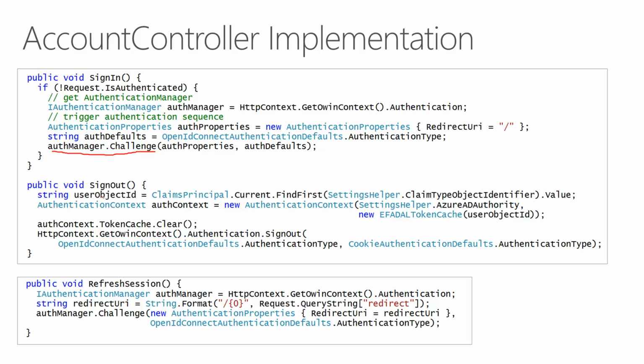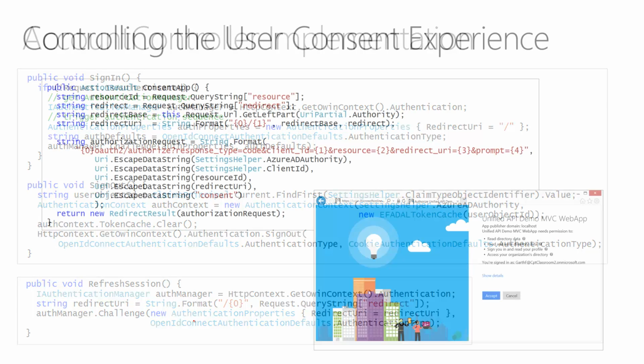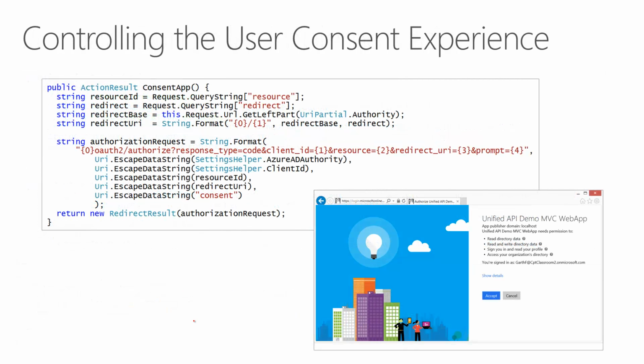Now, there's also sign out code and refresh session code. I'm not going to spend much time going through that. But also note that there are these two different methods inside your controller class: consent app and consent admin app. And the idea is that they will redirect to these. You're supposed to put together a string that calls the OAuth2 authorization endpoint and passes in information to basically bring up a screen for the user to consent to.